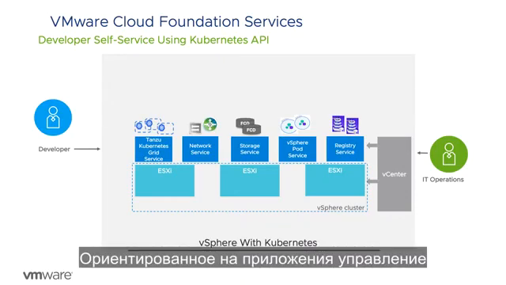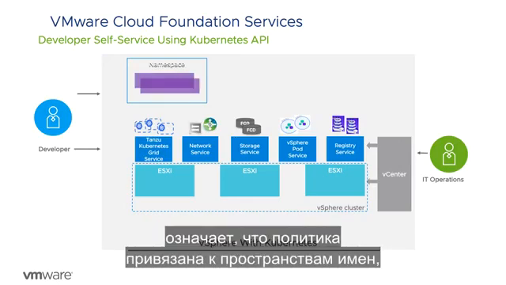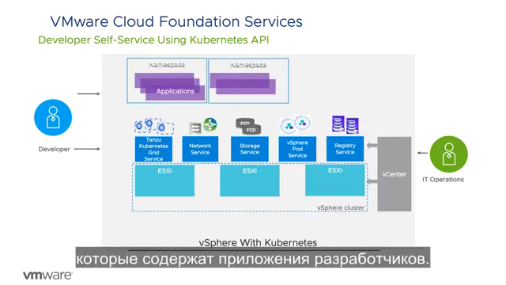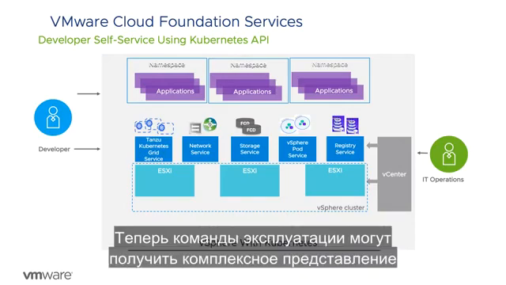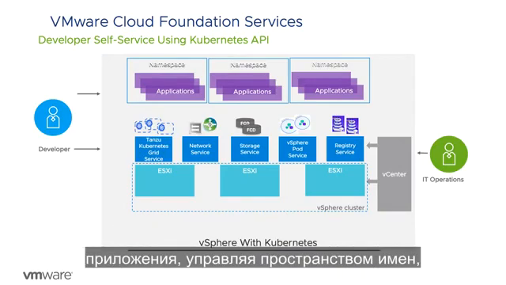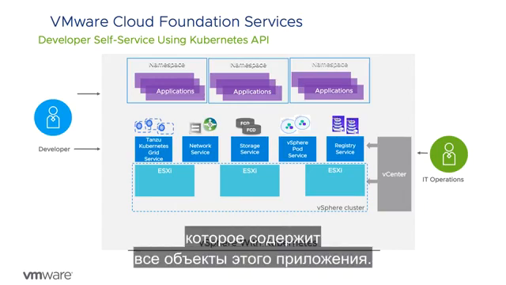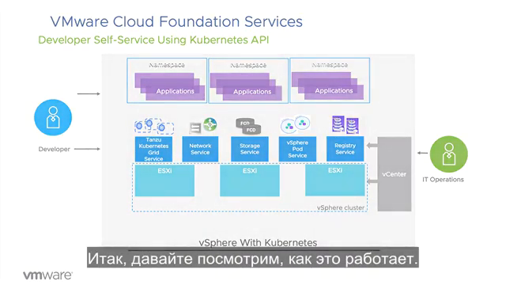Application-centric management means that policy has been attached to namespaces that contain developers' applications. Operations teams now have a holistic view of an application by managing the namespace that contains all of the application objects. Okay, let's see how this works.